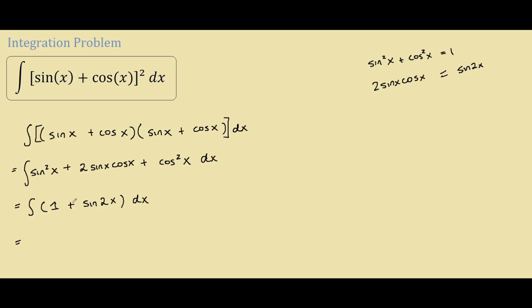So the integral of 1 is just x, and the integral of sine 2x is, well, the integral of sine is negative cos, then you divide by 2 since you take it out in front. And then you add C for a constant. And that's your answer.